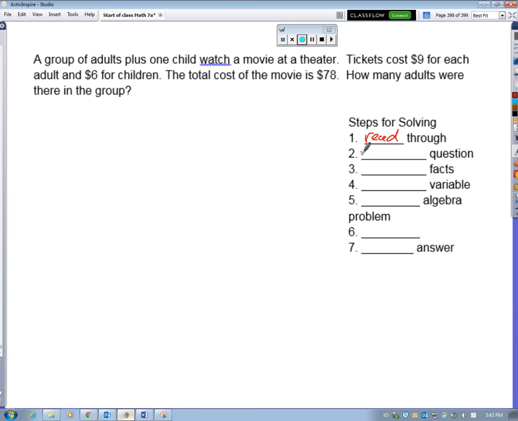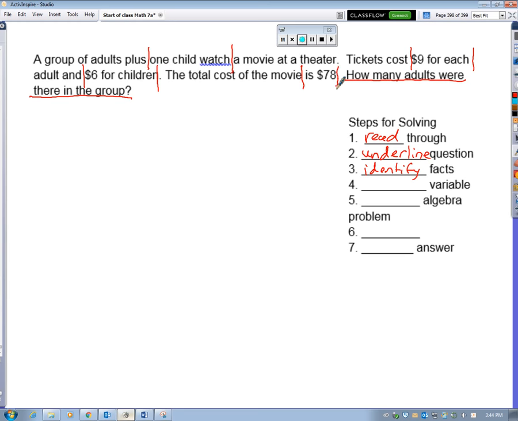All right, so we have some adults and a kid going to the movie. Underline the question. This is what we're trying to find out. How many adults were there in the group? Identify your math facts. We know that a group of adults and one child go to watch a movie. We have a number there, it's one child. We know the tickets are $9 for each adult and $6 for children. And the total cost of the movie is $78.